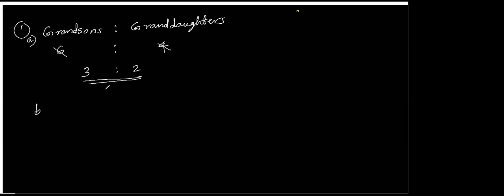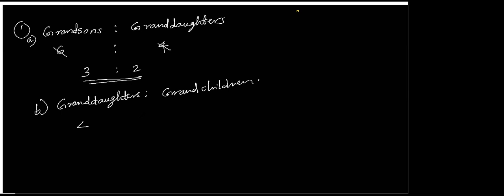The ratio of the number of granddaughters to that of grandchildren. Grandchildren means all of them together, right? Granddaughters how much? 4. Grandchildren, 6 and 4, 10. 2 to 5.